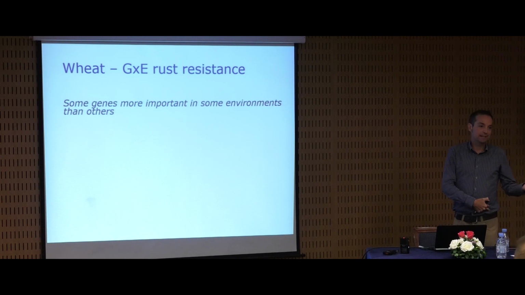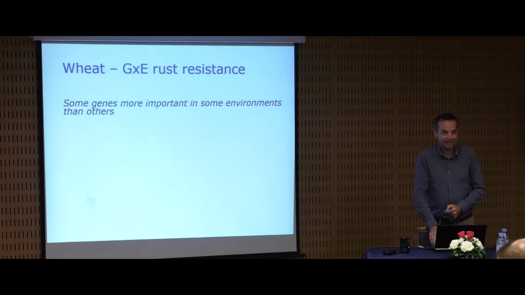So for yield, for example, if you are in an environment where you have rust coming through, those rust genes or protective genes are very important because they impact on yield, whereas in another environment where you don't have certain kind of rust, they're not so important. So that gives you genotype by environment interaction. It's just one way of expressing it.